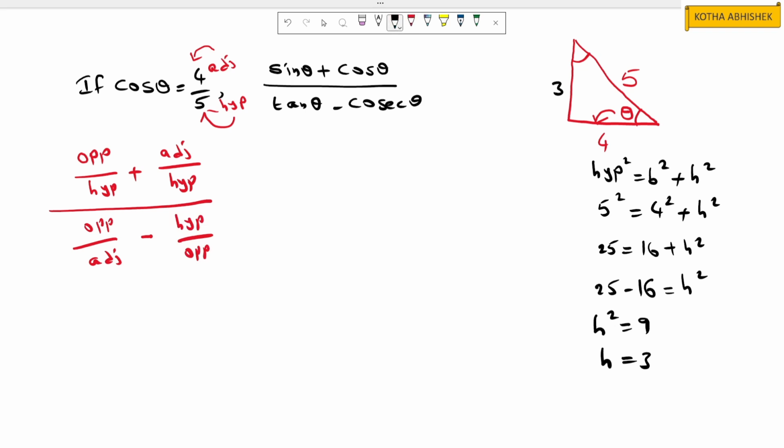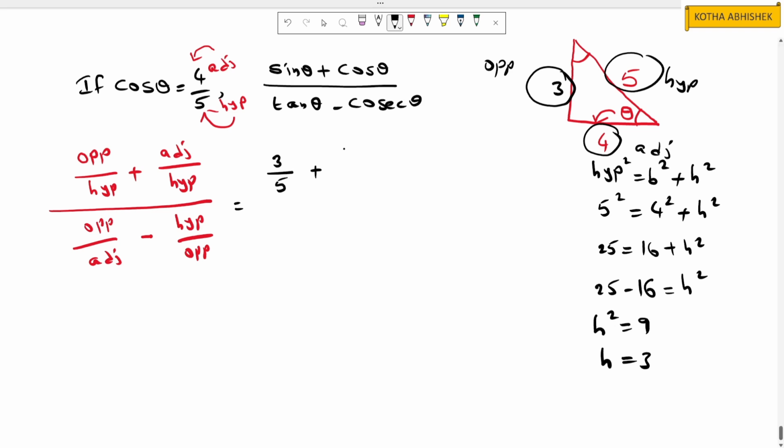Now let us substitute here. First, opposite for this theta, this is the opposite. For theta, this 4 is the adjacent and this 5, which is the longest side, is always hypotenuse. Now substituting opposite 3 divided by hypotenuse 5 plus adjacent 4 divided by hypotenuse 5, whole divided by opposite 3 divided by adjacent 4 minus hypotenuse 5 divided by opposite 3, which is equals to.